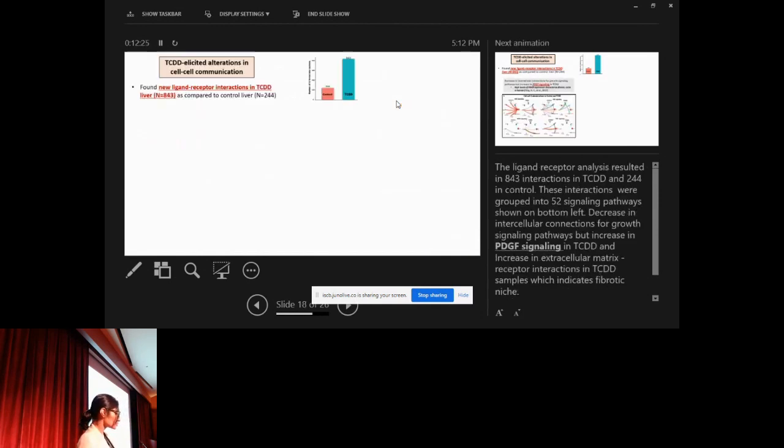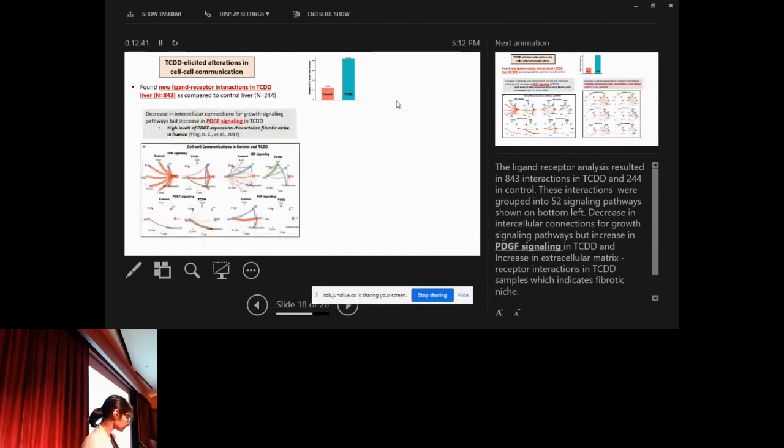And when we compare the control versus TCDD, we found about 843 interactions in TCDD that was previously just 200 in control. That means there were more new interactions happening between these different cell types when we exposed a mouse liver to TCDD condition.